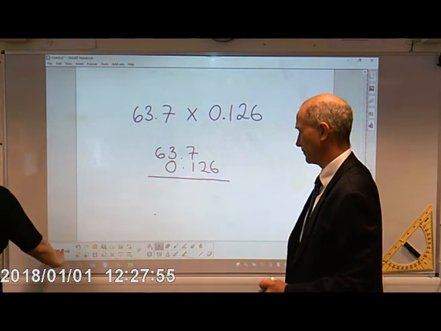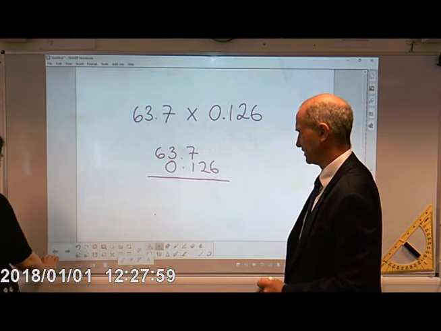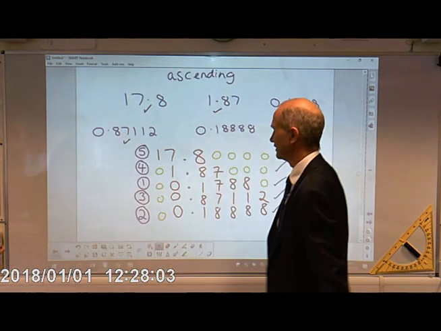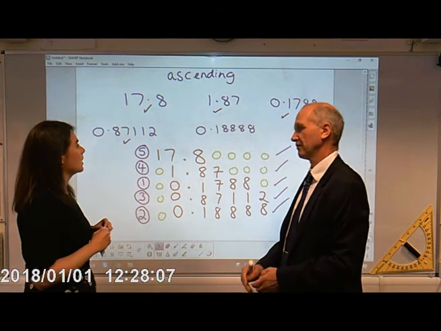Beautiful. Well done, people. Big things that you need to remember are your keywords, ascending and descending. Ascending is smallest to largest, descending is largest to smallest.